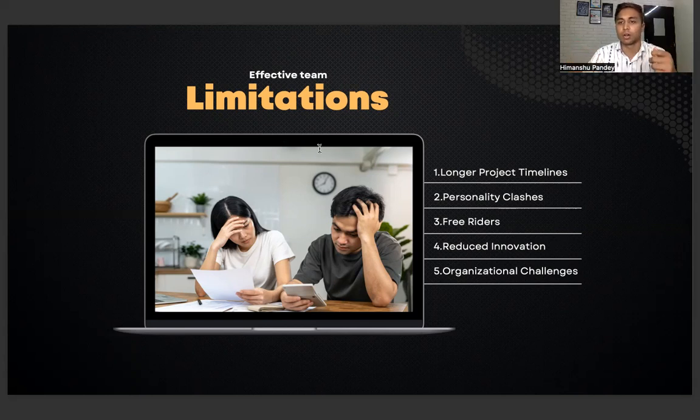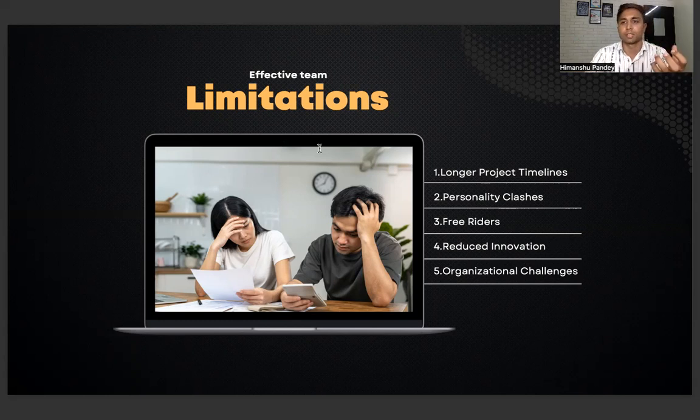Last but not the least is organizational challenge. If you have an effective team, many organizations face many challenges. So this could be a limitation for effective team making. So these were the limitations of making an effective team.